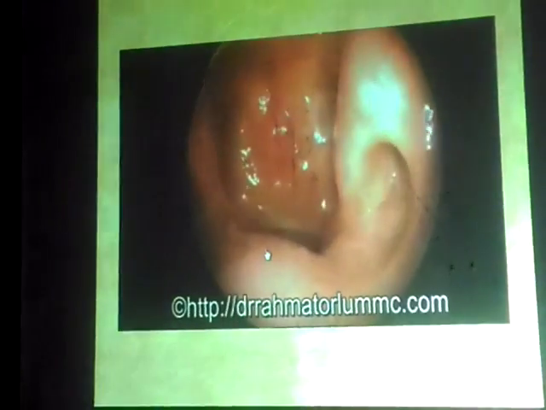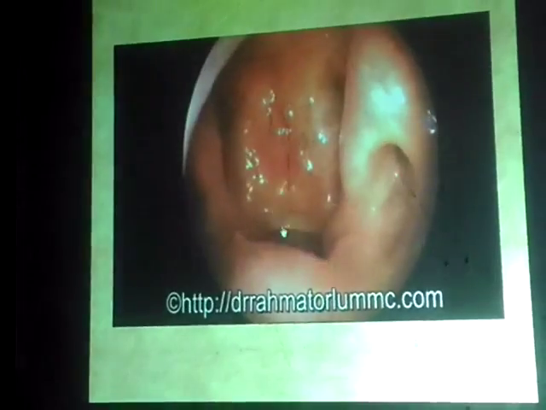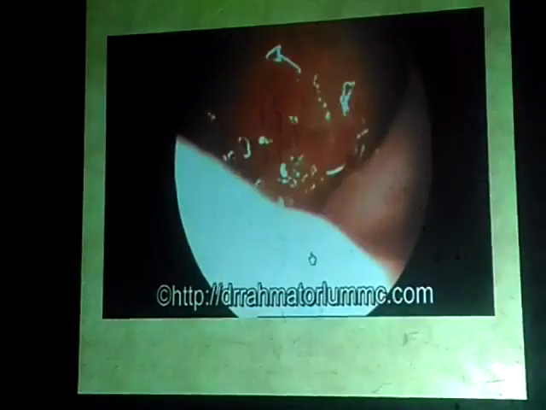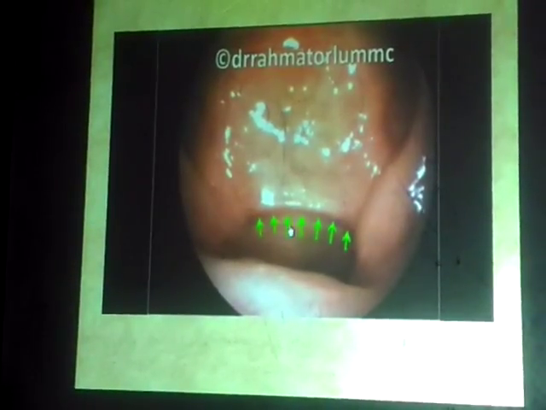So if you injured, this is the adenoid, this is the area of the Passavant's ridge, this is the lower fibers of the superior constrictor muscle. So while you're doing adenoidectomy, you have to take care of this area and not put it into danger or injure it. Otherwise, you're going to have a problem with the patient during speech.